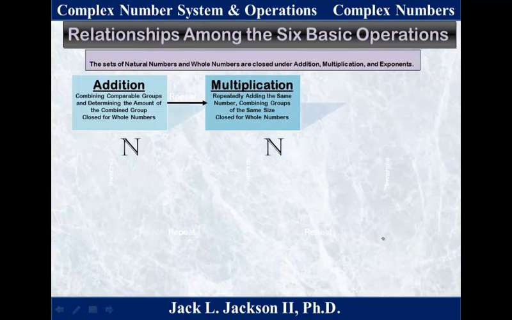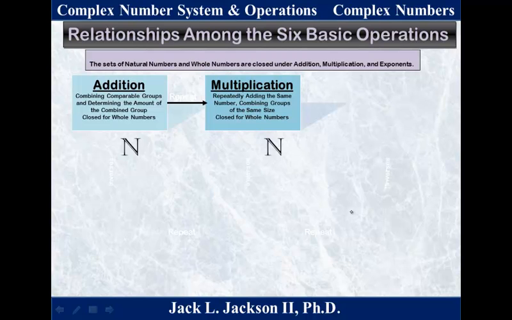If we repeat addition, then we get multiplication. Multiplication can be thought of as repeatedly adding the same number over and over again, or combining groups of the same size. Again, it's closed for the natural numbers and closed for the whole numbers. So, in its most basic form, multiplication is repeated addition.